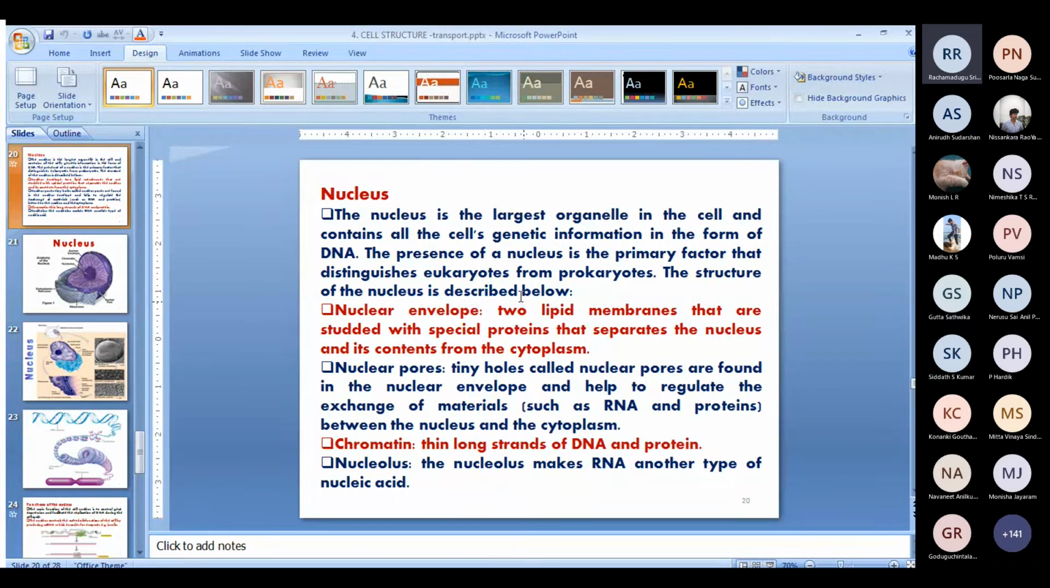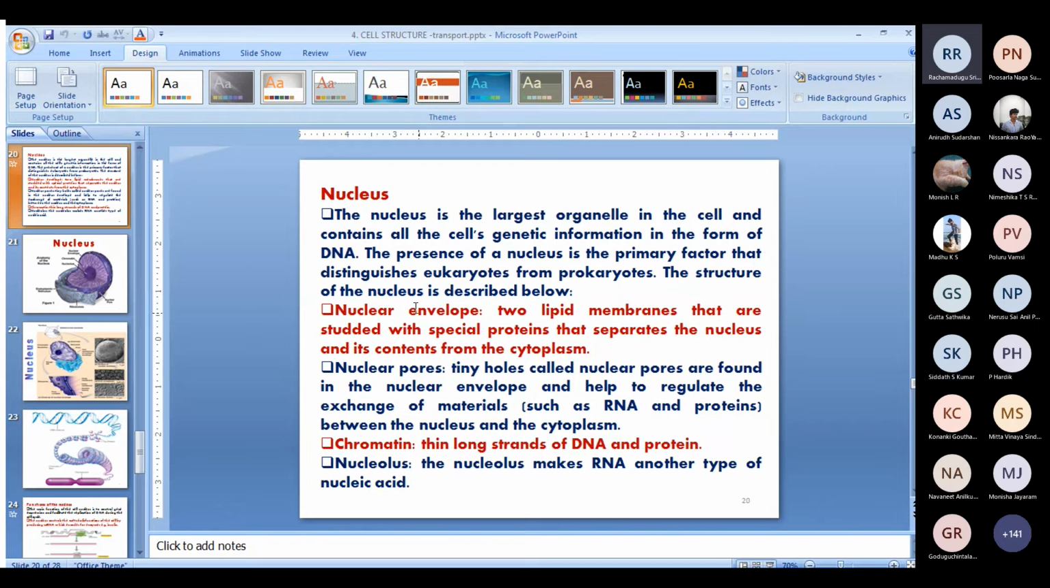classes, okay? So the presence of a nucleus is a primary factor that distinguishes eukaryotes from prokaryotes. We have seen, right, the difference between a eukaryote and a prokaryote. A well-defined nucleus, if it is having, then that is called as what? Eukaryote. Okay, so now coming to the structure of the nucleus.